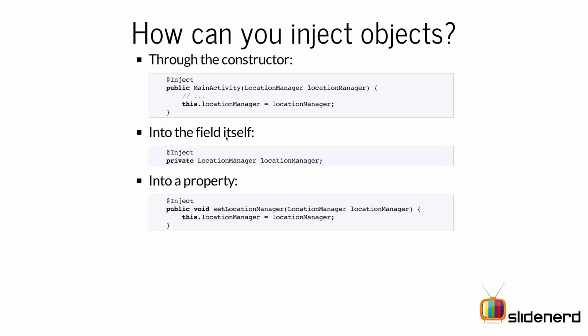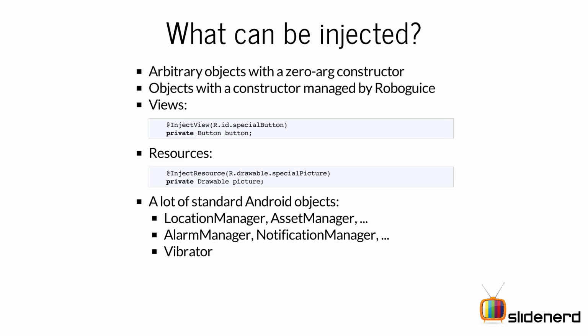Into the field is what you just saw earlier, where I wrote location manager and I wrote @Inject at the top left. And into a property would be where I have a method here that says setLocationManager, and Roboguice is going to provide me this object to directly set the value. Let's take a look at some more examples.